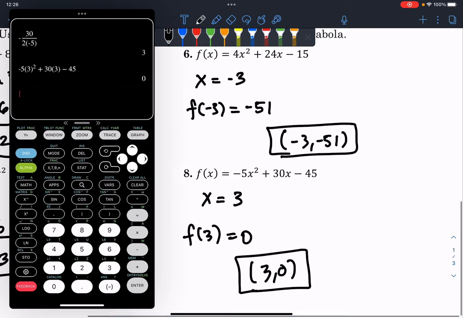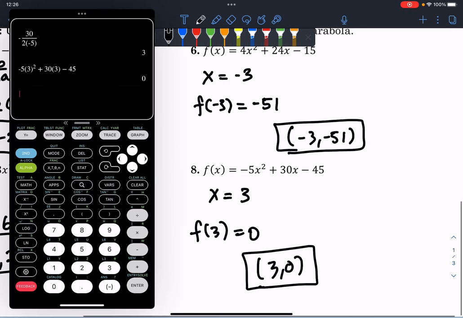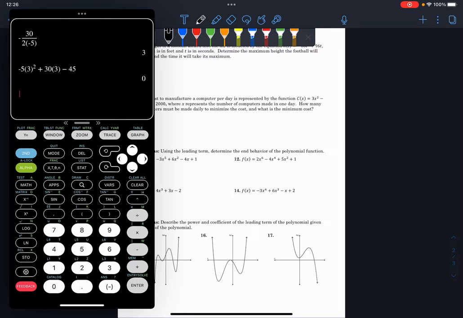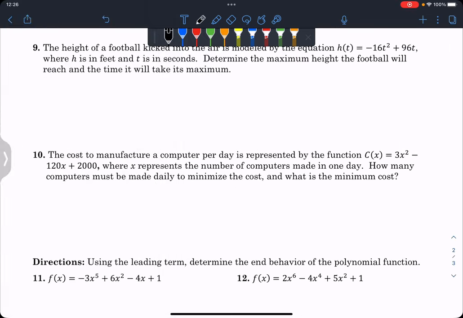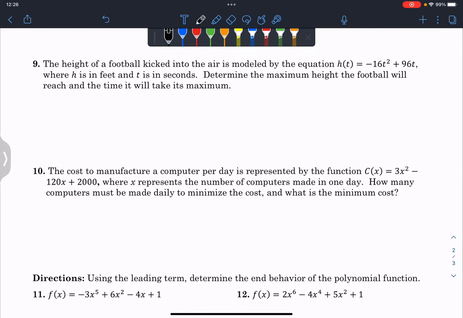Okay, let's now move on to the next example, to the next page. On the next page, let me move this out of the way. We're asked to determine, again, the maximum height that the football will reach and the time at which it reaches its maximum height. So let's see what that is.